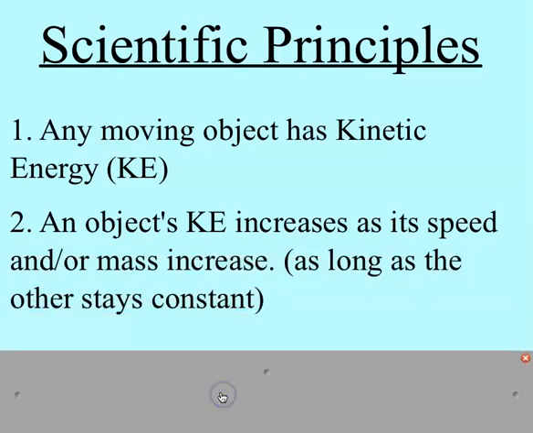But number two, an object's KE increases as its speed and/or mass increases. Now the opposite is also true. It will go down if its speed and/or mass decreases. But here's a caveat right here: as long as the other stays constant. So if speed decreases, KE decreases as long as mass stays the same. But if one goes down and the other one goes up, they could actually offset each other. So I wanted to make sure you understood that if one goes down, KE is going to decrease as long as the other one stays constant. And that's going to be huge to truly understanding that.